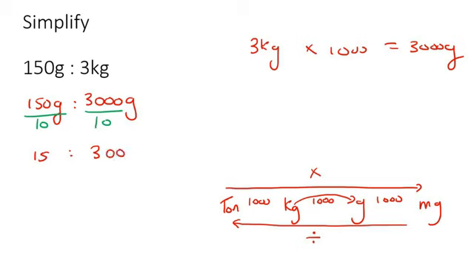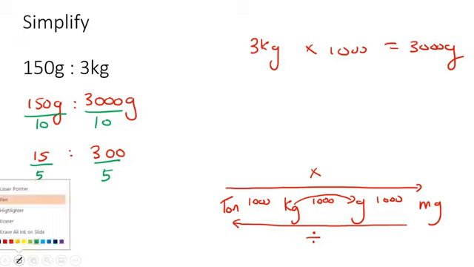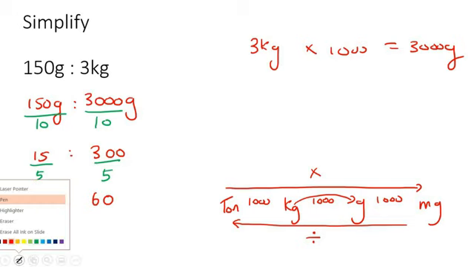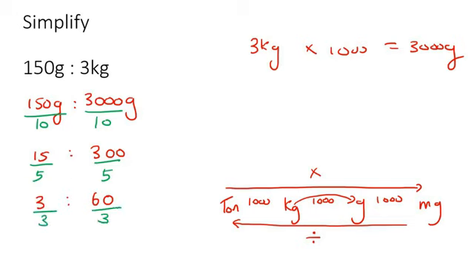Now the number 5 can go into both of those. So there and there. And so that's going to give you 3. And then this divided by 5 is going to give you 60. Now the number 3 can go into both of these. And so that's going to give you 1 and then 20. And now that cannot go any further, and so that's the answer.